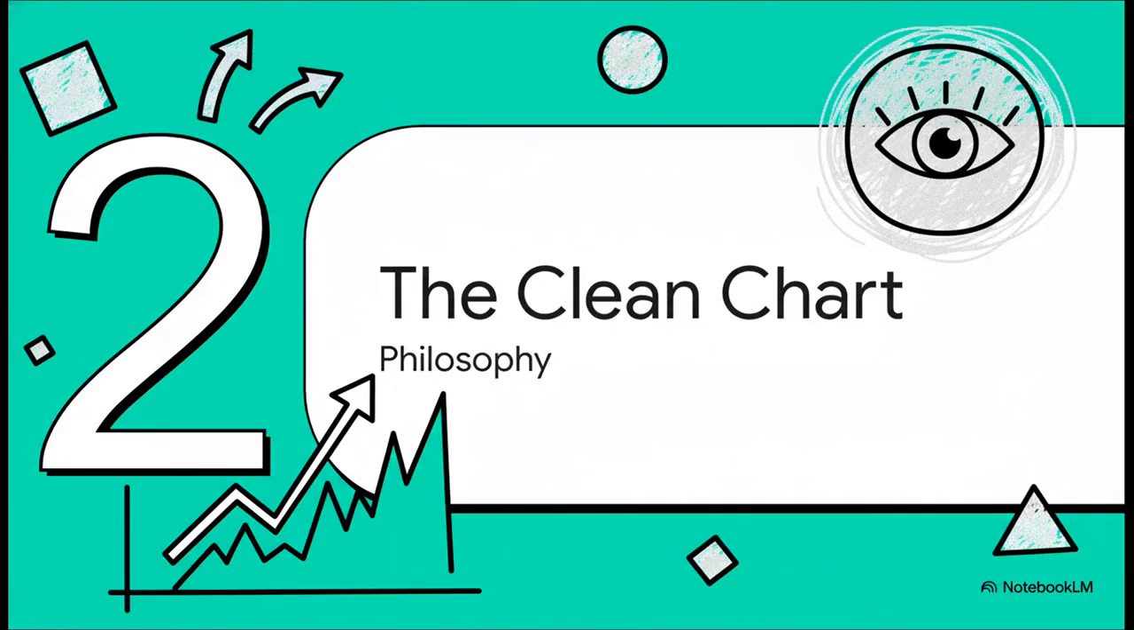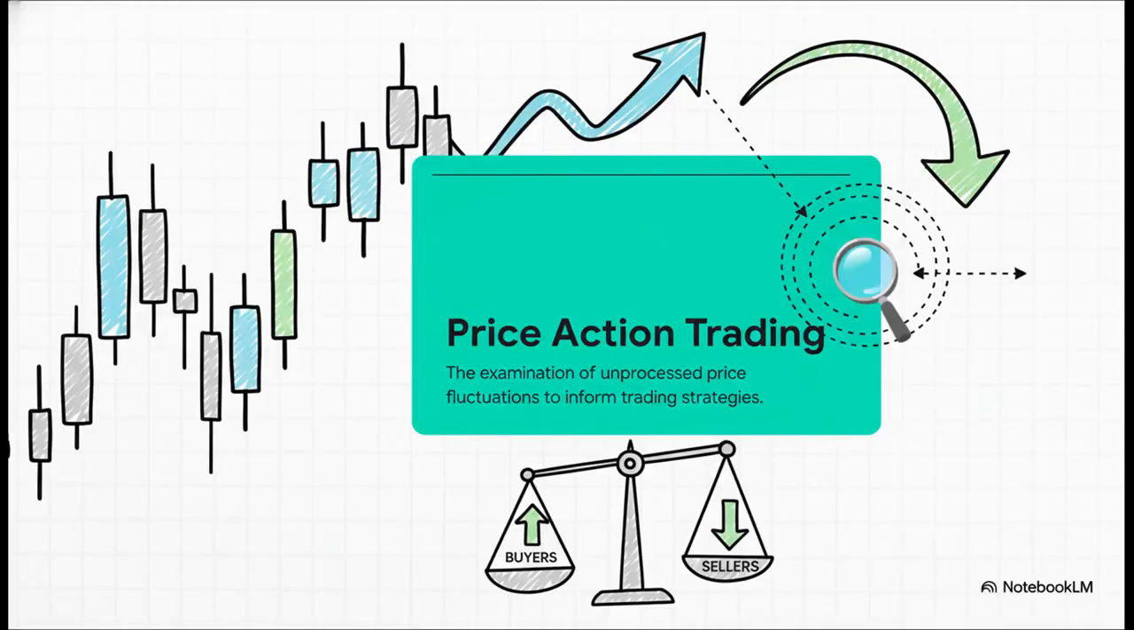So, what's the alternative then? Well, it's a completely different way of thinking. It's a move toward what we can call the clean chart philosophy, and it's all about choosing clarity over complexity. And this whole philosophy really comes to life with price action trading. At its core, it's the skill of reading the raw, unfiltered price movements right on the chart. It's about understanding the story the market is telling, like who's in control right now? Is it the buyers or the sellers? And where might the price be headed next?